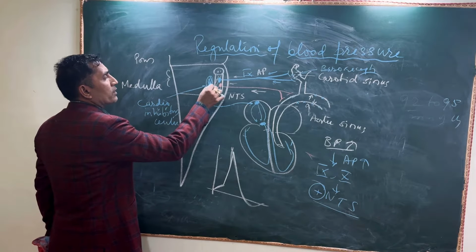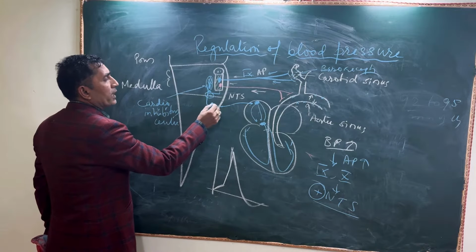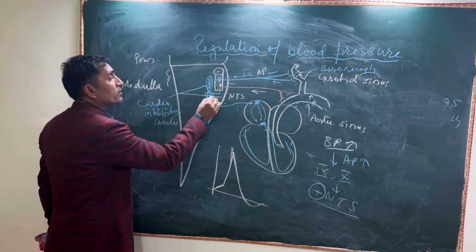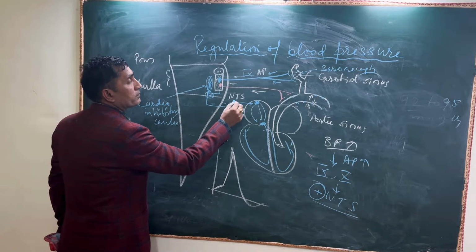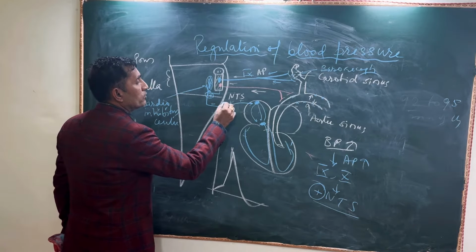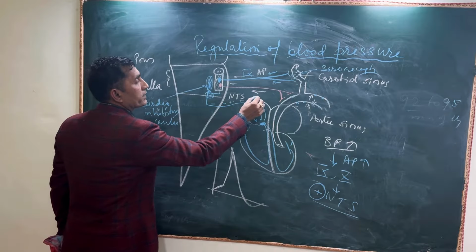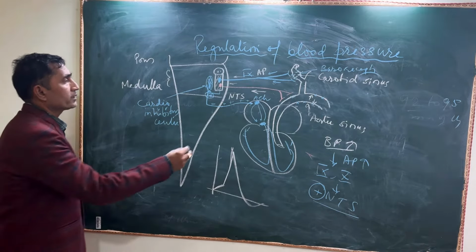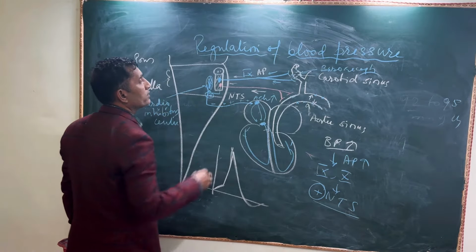Due to the stimulation of the cardio-inhibitory center, there is a release of acetylcholine from the nerve ending. So acetylcholine release will be increased here.